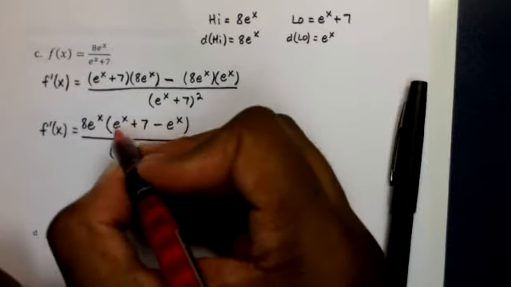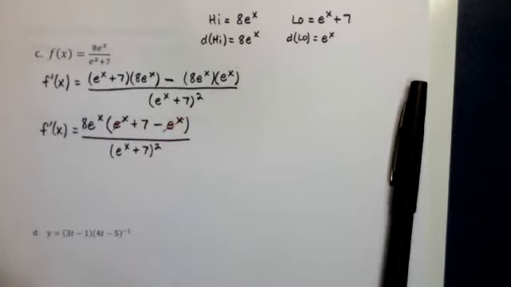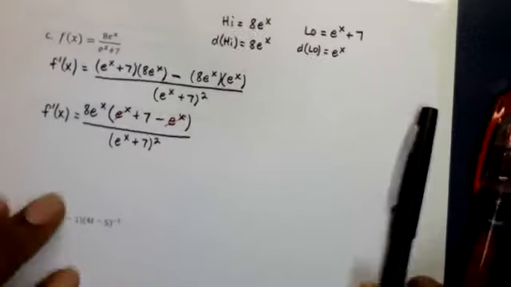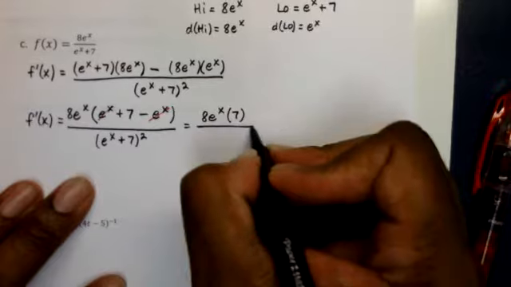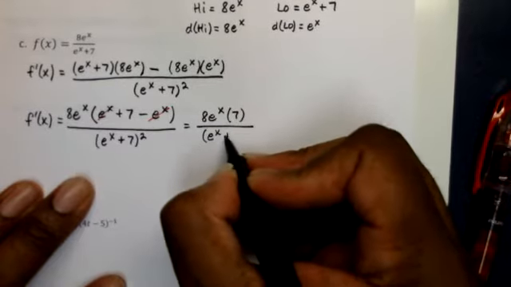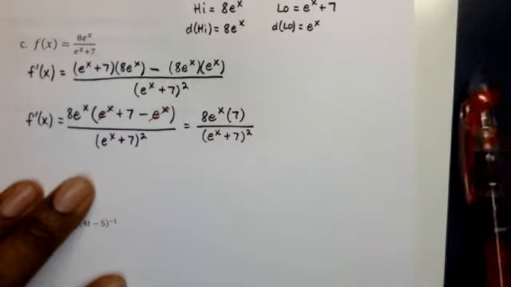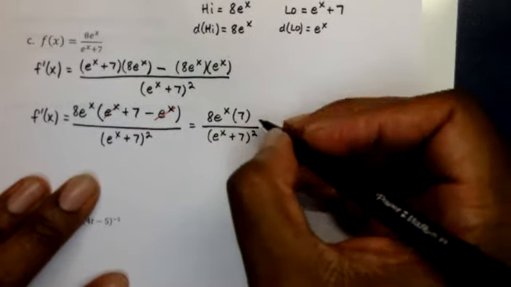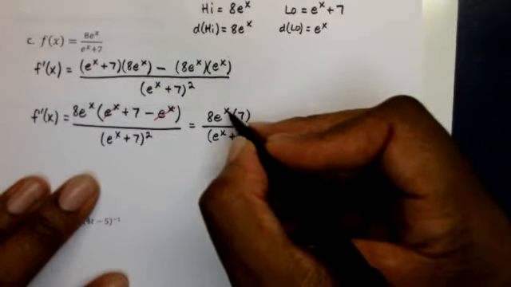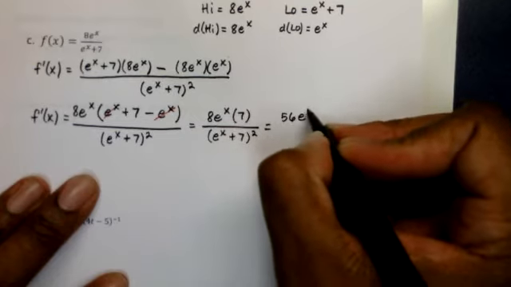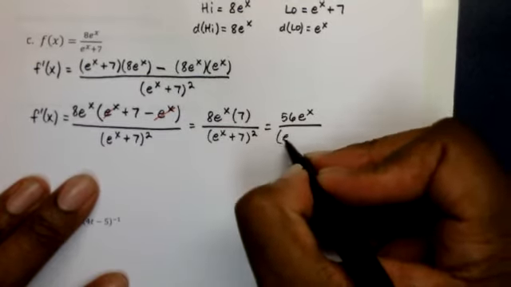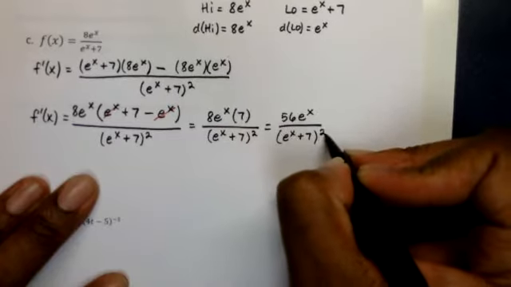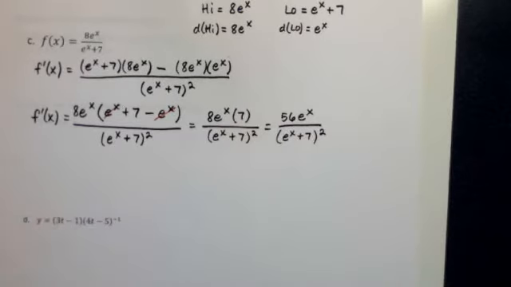And notice inside the parentheses in this numerator, the e to the x's are gone. I'll be left with 8e to the x times 7 divided by e to the x plus 7. And that quantity is going to be squared. So 8e to the x times 7 would be 56e to the x divided by the quantity e to the x plus 7 squared. So that's what f prime of x will be. 56e to the x divided by e to the x plus 7 quantity squared.